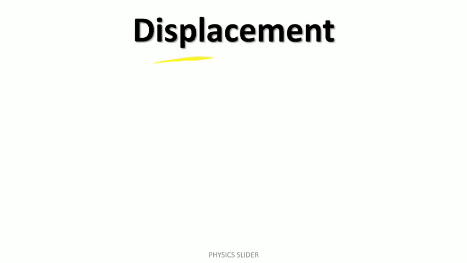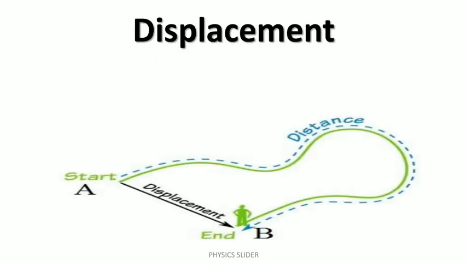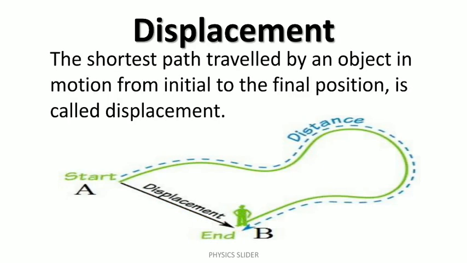Now let's talk about displacement. Watch here. This path we have already talked about. Now let's talk about this path. This is the shortest path to move from A to B. This is the shortest path followed by this person to move from the point A to the point B, and this shortest path is called displacement. So we can say that the shortest path traveled by an object in motion from initial to the final position is called displacement.